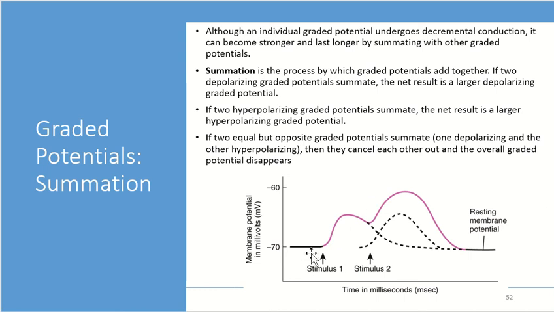So here you can see an example of summation of a depolarizing graded potential, where we have a stimulus and it's starting to die out with that decremental conduction, and then we add a second stimulus that would normally be the same amplitude as our first stimulus, but because they are summated, it makes a larger overall, a more depolarized graded potential there.